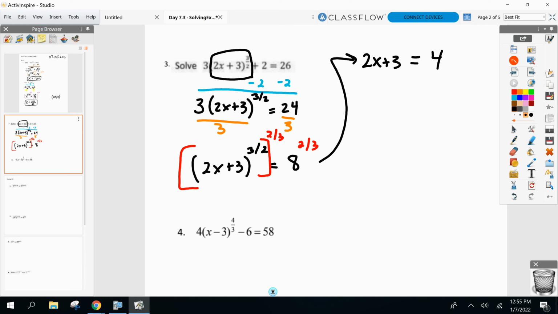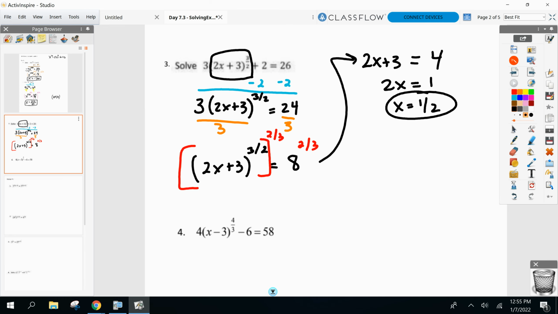What's still left to do here? The goal isn't to get rid of the exponent. The goal is to solve for x. So get the 3 over. 2x equals 1. x equals a half. And again, I do want you to check. I just want to get through all the problems today.